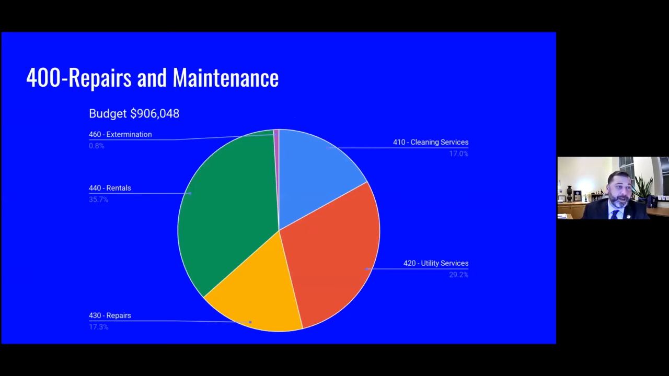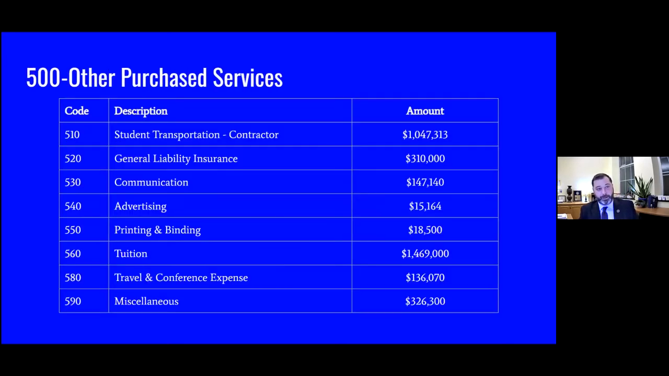The 400 category, again, the budget just shy of $1 million. The majority of this runs through the facilities department, as you can see, some rentals of equipment and porta-johns and whatnot, cleaning services, utility services, and just some general repair and maintenance contractors that we have for certain things over the year.